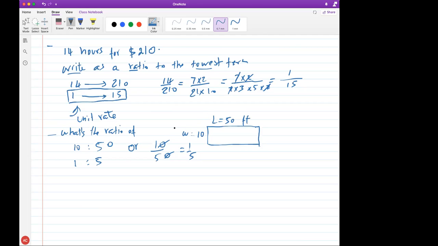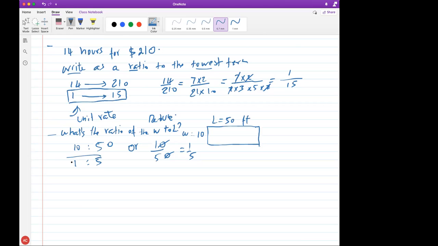What's the ratio of the width to the length, or the other way? This is what the question would say: what's the ratio of width to length, and then reduce if possible. So again, one quantity to another. You can write it this way as a fraction and reduce it.